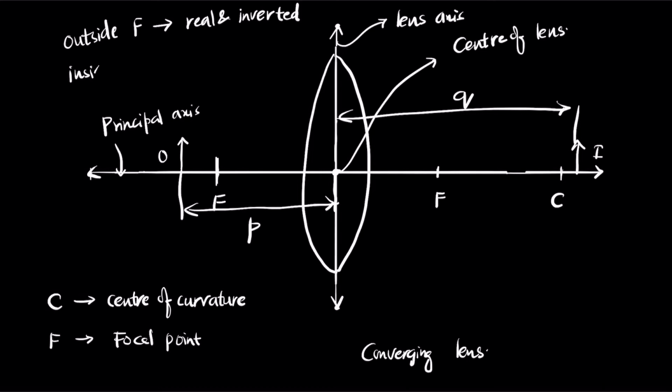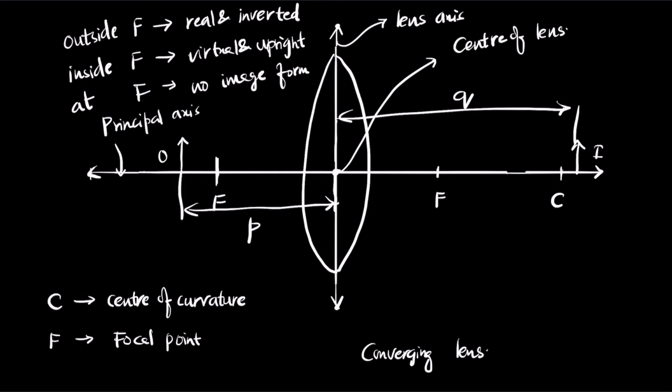Inside the focal point, it is virtual and upright, and at the focal point there is no image formation. So remember these 3 points. If it's outside the focal point, it's a real and inverted image. If it's inside the focal point, the image that you end up with is virtual and upright, and at the focal point there is no image formation.